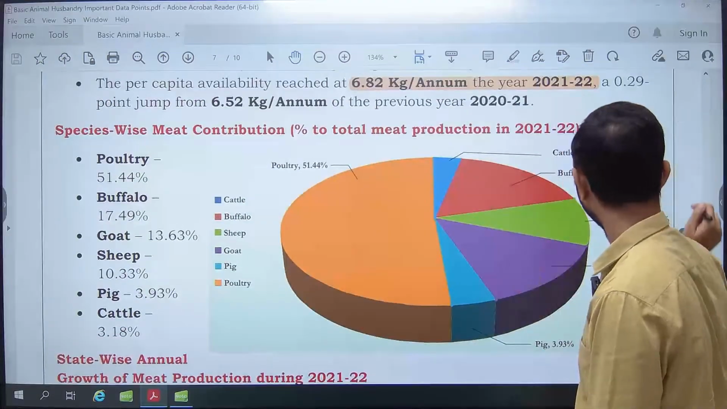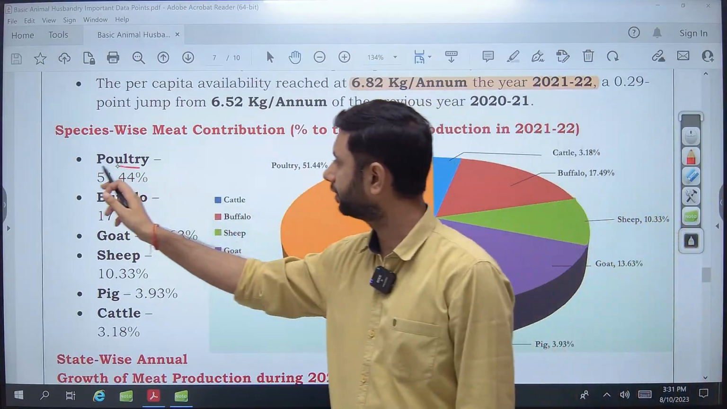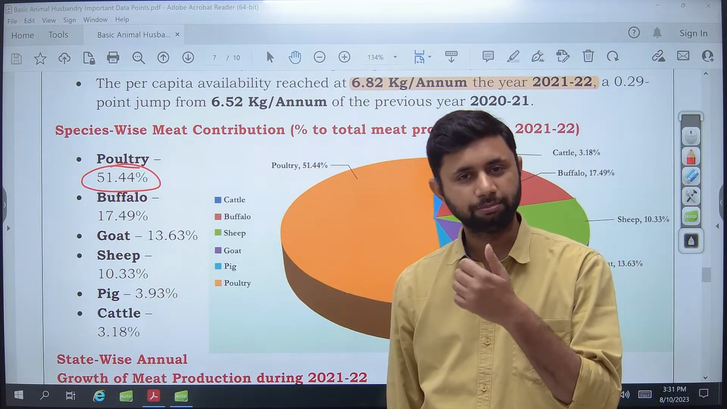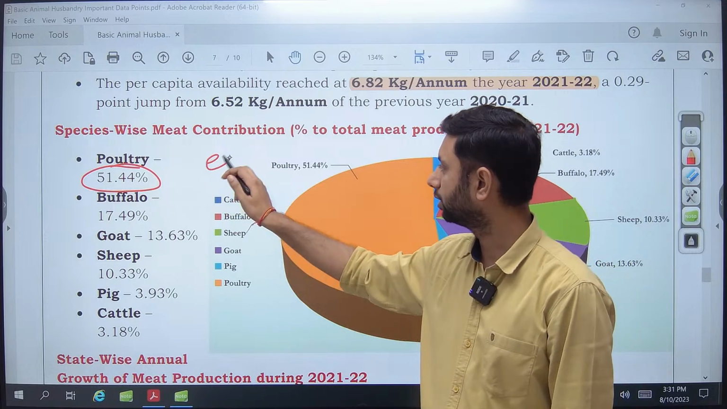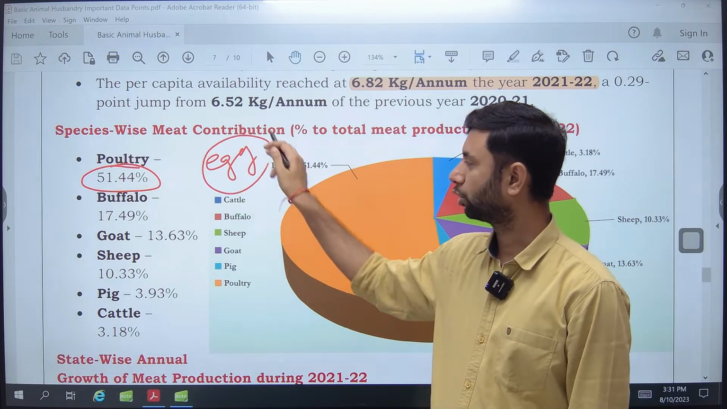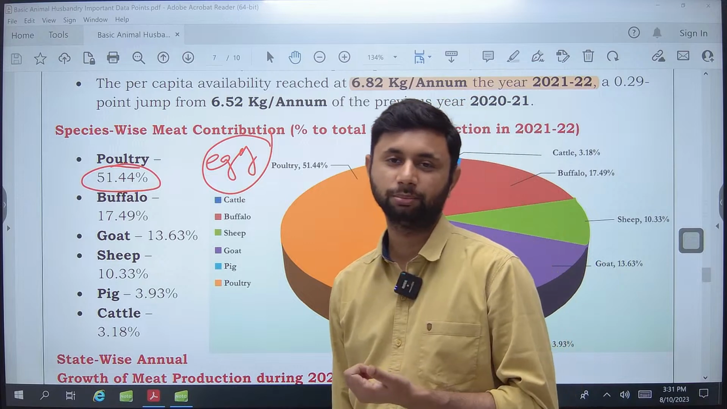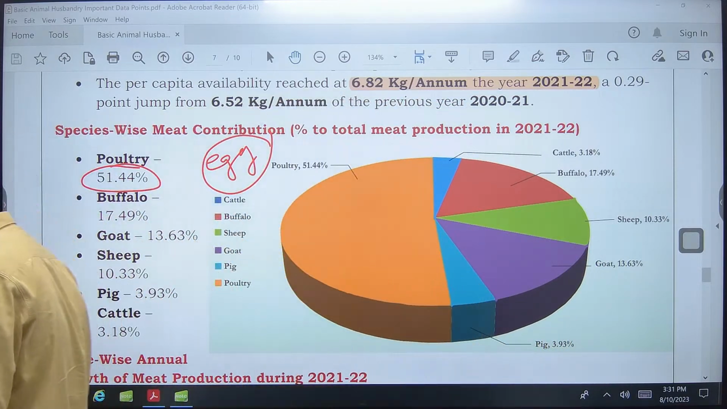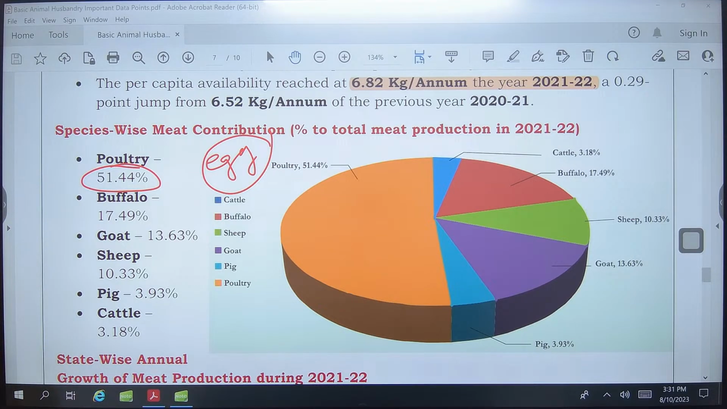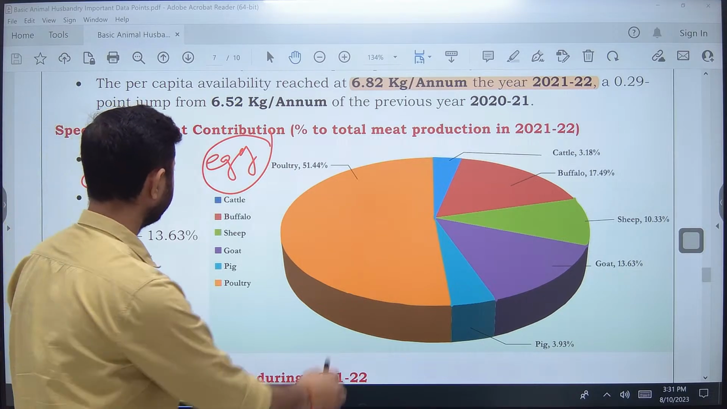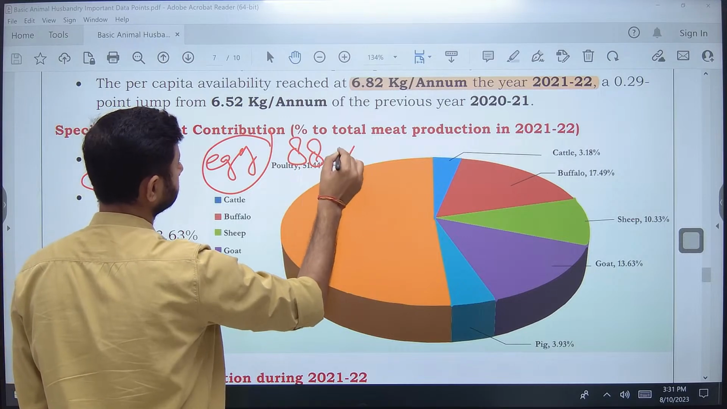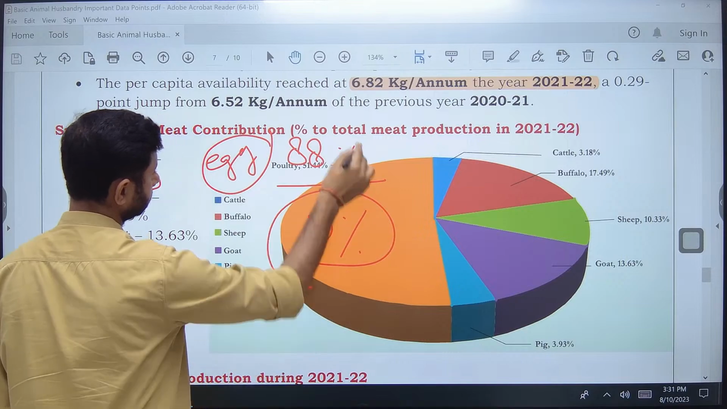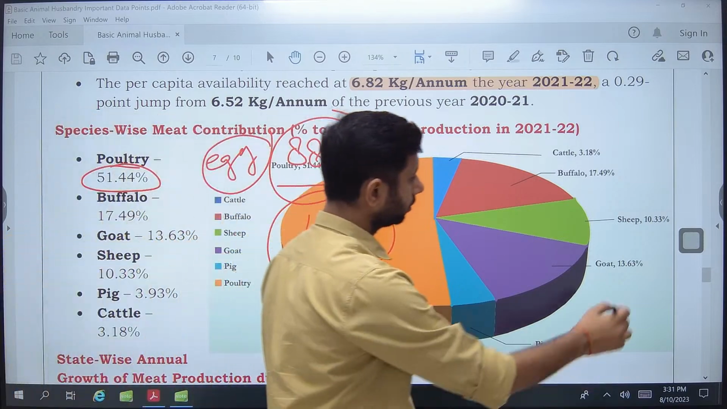Since the poultry's contribution here is 51.44%, what was the contribution of improved fowl in egg production? Because we discussed that there was a very huge contribution from improved fowl. So tell me the number. Yes, both of you are correct, 88%. And desi fowl contributed 10%. Okay, very good.